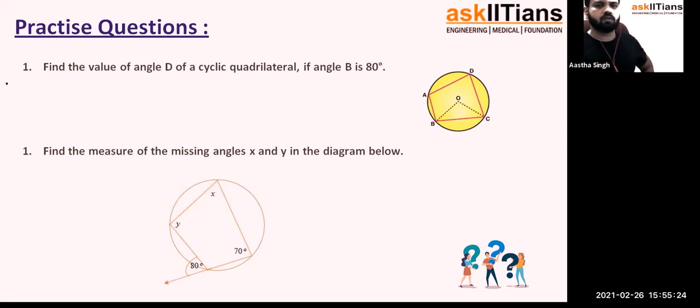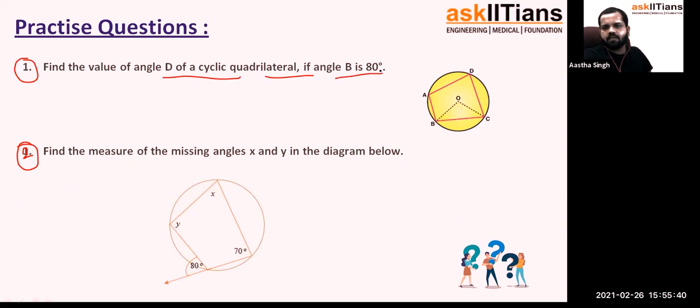Take your time and just try to do this question, right? Find the value of angle D of a cyclic quadrilateral if angle B is 80 degrees. What will be angle D it is asking? Very simple to know.